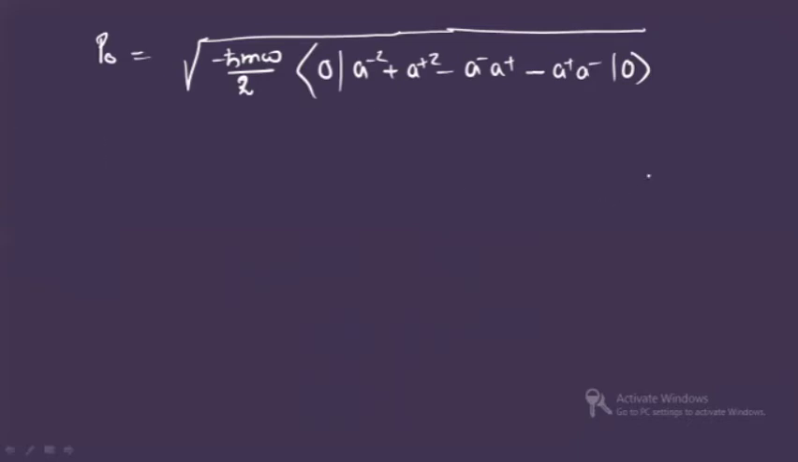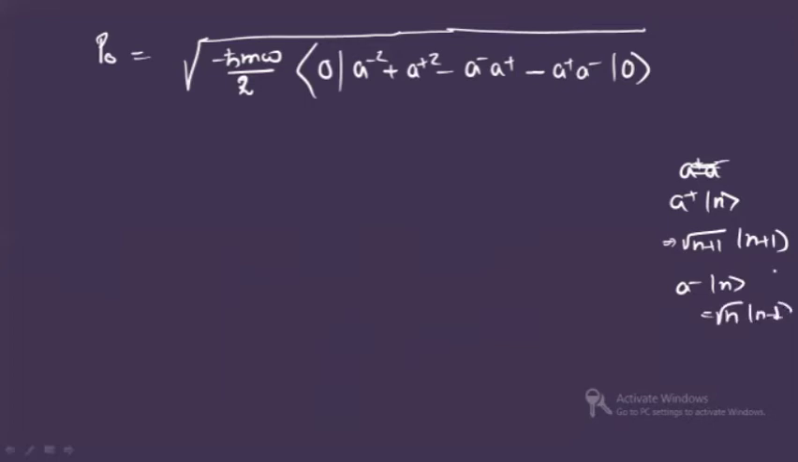Now one thing you have already studied: when a dagger is operating on any state n, then you are getting root over n plus 1. The state is changing to n plus 1. When the lowering operator is operating, you are having root over n, and you are having the n minus 1 state. This is what happens. So same thing, if you do in this case, what will you have?